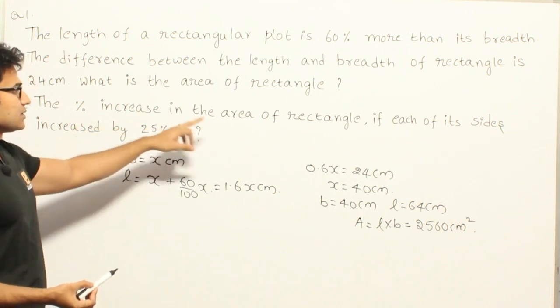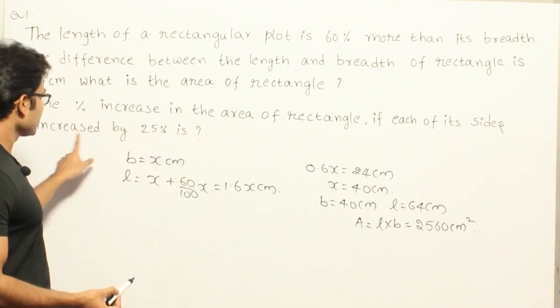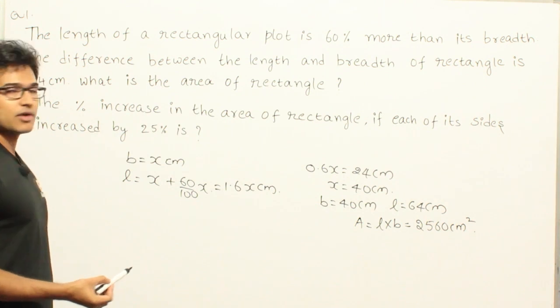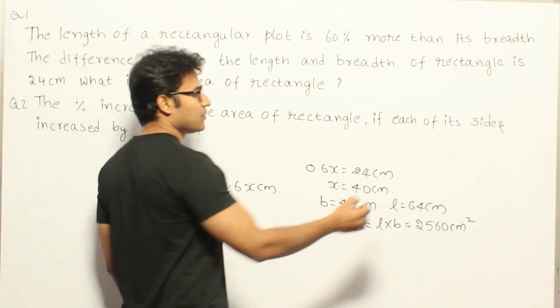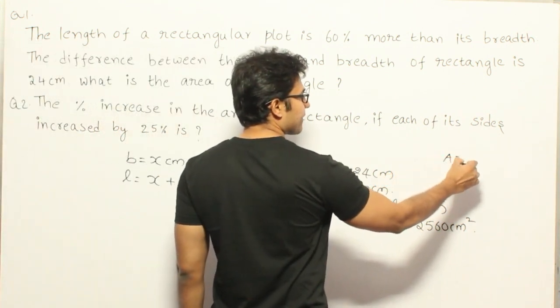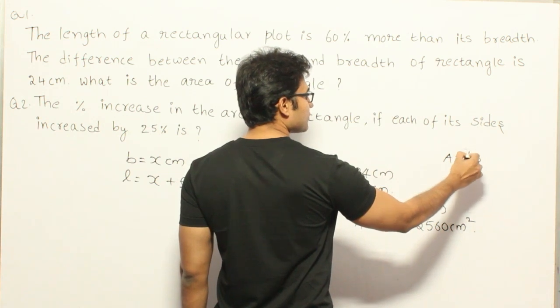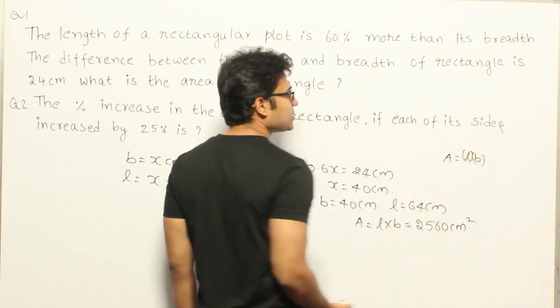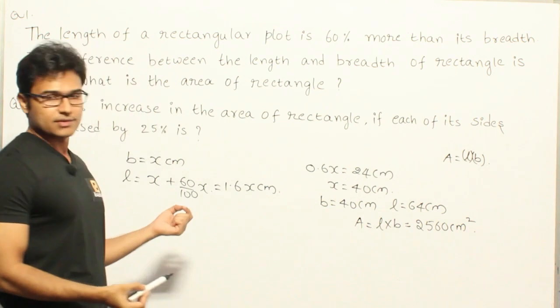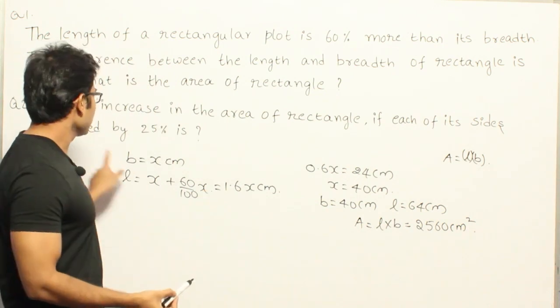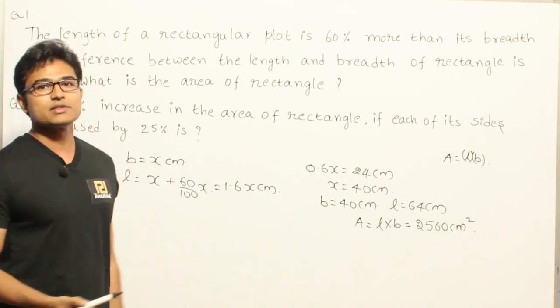Okay, now look at the second one. The percentage increase in the area of a rectangle if each of its sides is increased by 25%. So we know that area of the rectangle is L into B. Okay, now they are saying that each side is increased by 25%, and also at the end they are asking about the percentage change in the area.